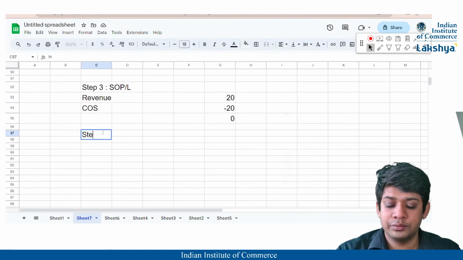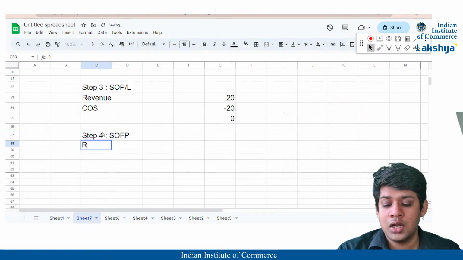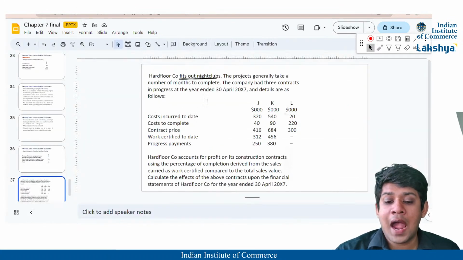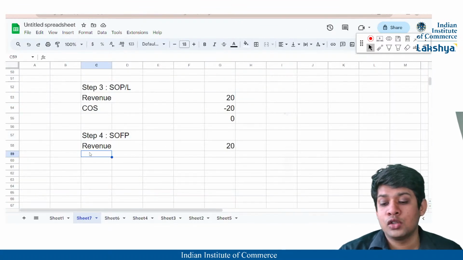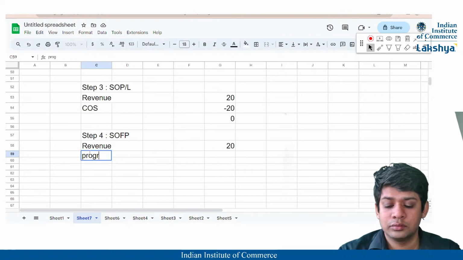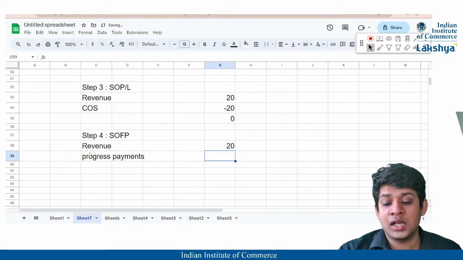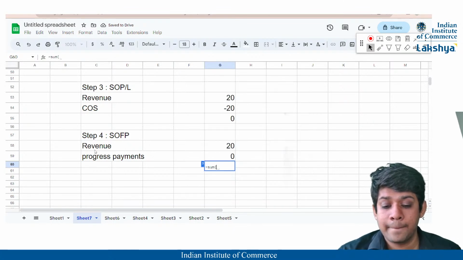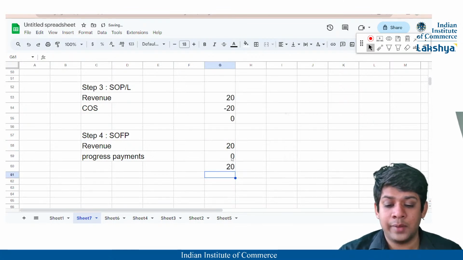Lastly, in step 4, that is statement of financial position, the revenue that is recognized to date is 20, right? From here I've taken directly, and the progress payments till date are made, that is none, right? So the progress payments are none. If in case the customer would have paid me for it, I would have not considered it. So the contract asset is going to be 20 minus 0, which is 20, correct?